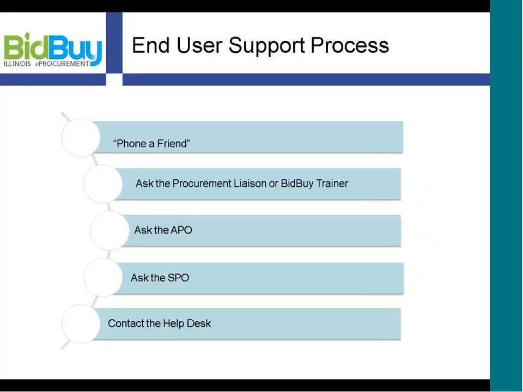Once you receive your registration, if you need end user support or assistance as you complete your procurements, actually, maybe first you might want to phone a friend. If there's someone else near you who has gone to training or is also entering procurement, you could ask them for assistance. You might then also call the procurement liaison, a BidBuy trainer, myself, or your procurement manager, who would be able to assist you with your procurement.